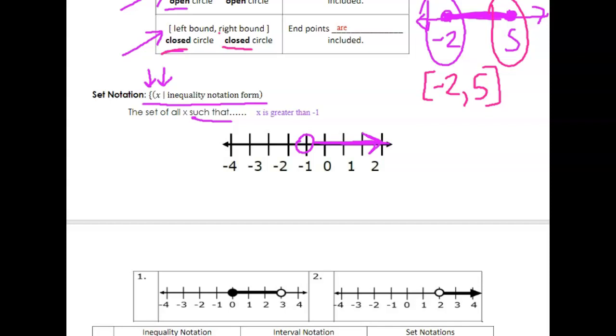Now the way that I would write that in set notation is I would do my brace to begin. You don't really need the parenthesis. It's just there in this example, but you can just write an X. So the set of all x's such that, and then I need to write the inequality notation for x is greater than -1. So I would write all the x values greater than -1, and I would end with the brace. So this is set notation.